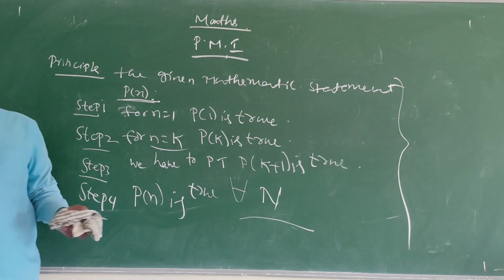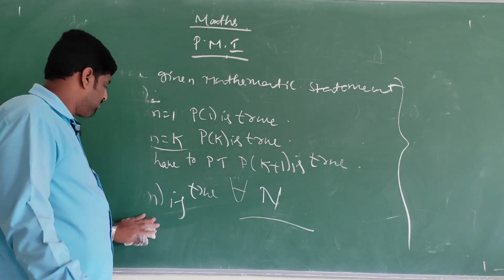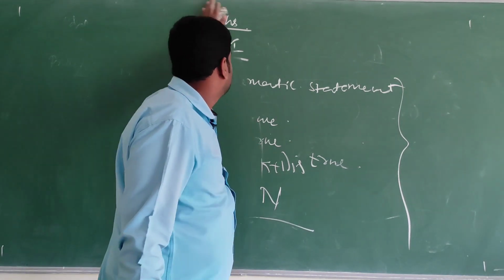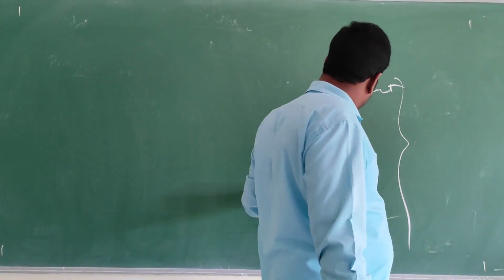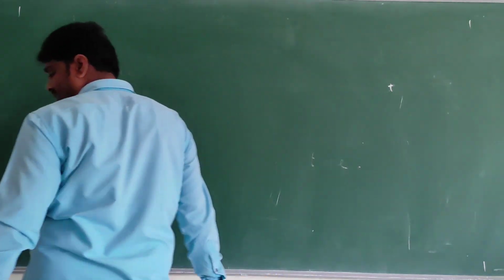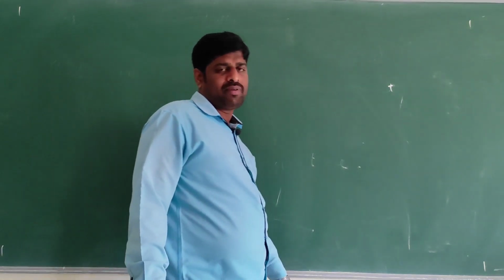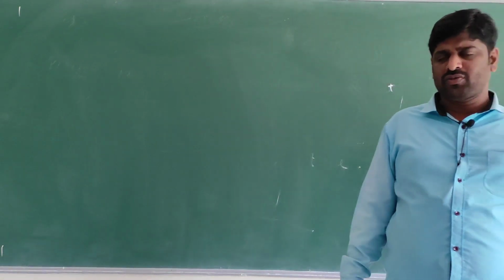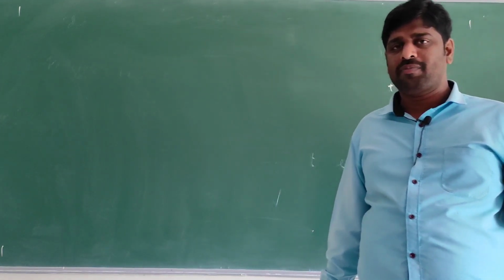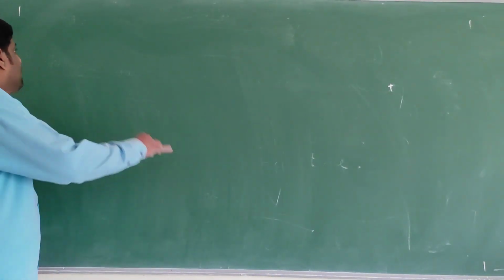I will take one example, one problem. Observe clearly. Here very standard forms are there: 1 plus 2 plus 3 plus so on plus n; 1 square plus 2 square plus 3 square plus 4 square plus 5 square plus so on plus n square; 1 cube plus 2 cube plus 3 cube plus 4 cube plus so on plus n cube. These are the three very standard forms.